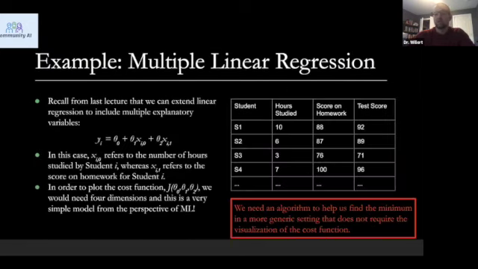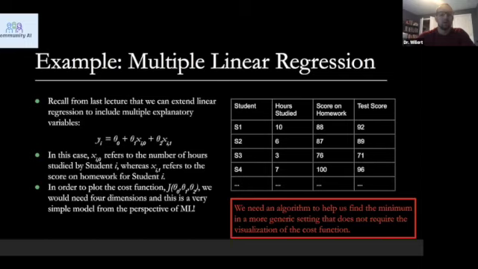So let's go back to one of the examples from last week, and that's multiple linear regression. Multiple linear regression is the extension of simple linear regression, where we have multiple explanatory variables. Sometimes these are called independent variables. We'll call them explanatory today. And the multiple linear regression model takes the form that you see here.